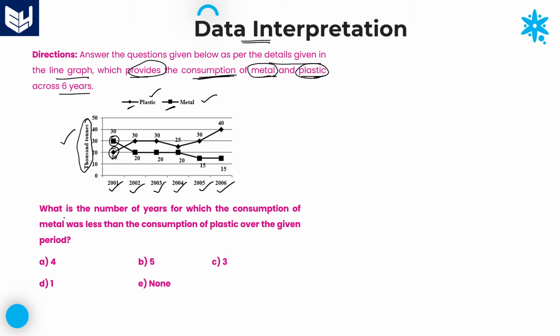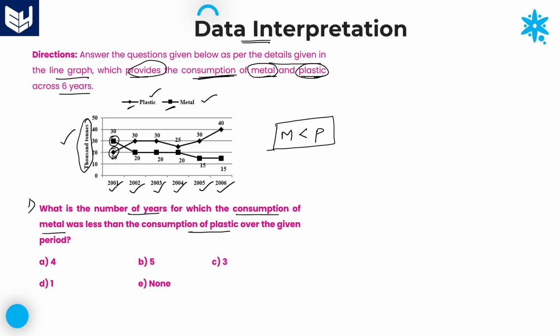Now, look at the first question. What is the number of years for which the consumption of metal is less than the consumption of plastic over the given period? Here, the question is in how many years. He is asking about the number of years in which the consumption of metal is less than the consumption of plastic. Metal less than the plastic, that we need to calculate. For how many years did this happen?